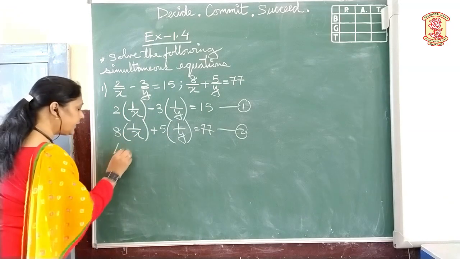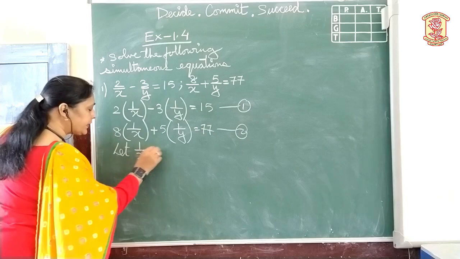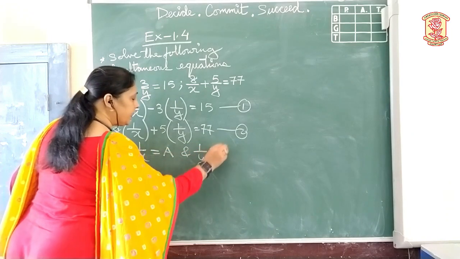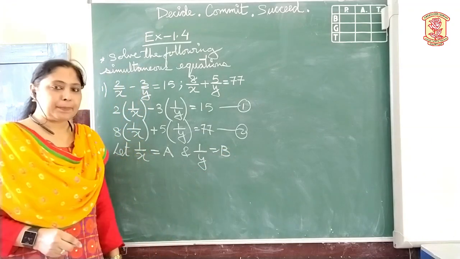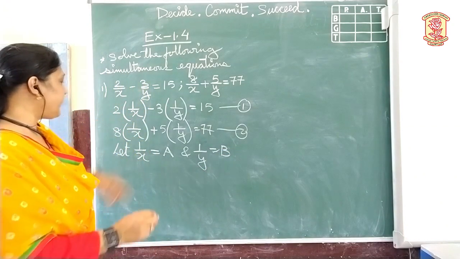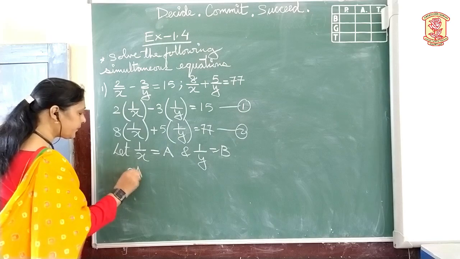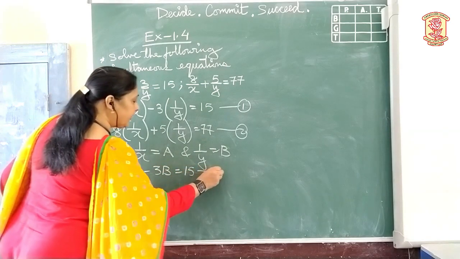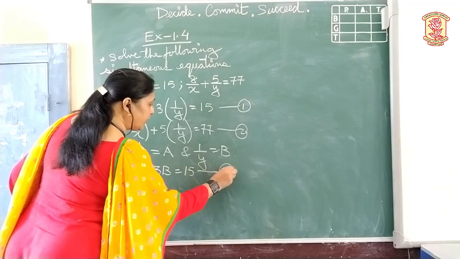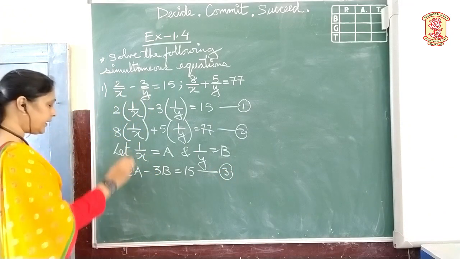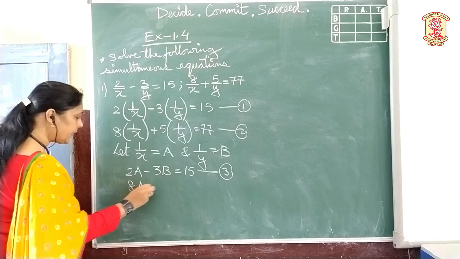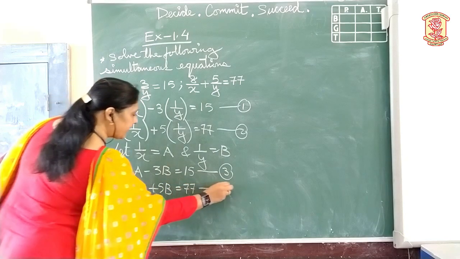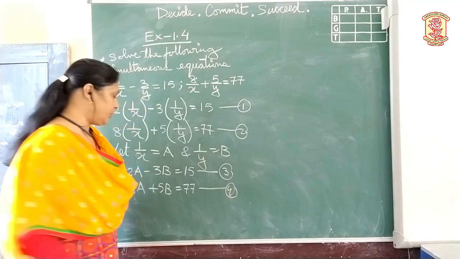So let 1 upon x equal a and 1 upon y equal b. Now this becomes 2a minus 3b equals 15. Let's name it the third equation. And the next one becomes 8a plus 5b equals 77, which will be the fourth.